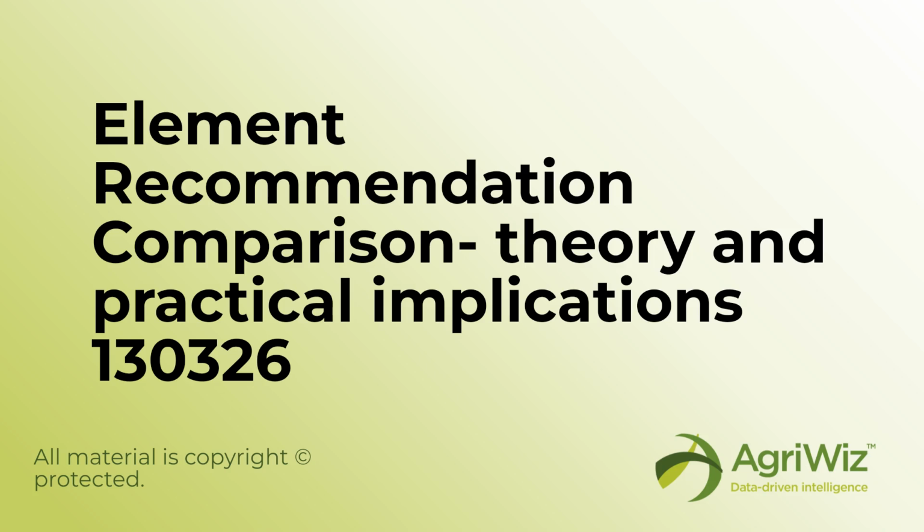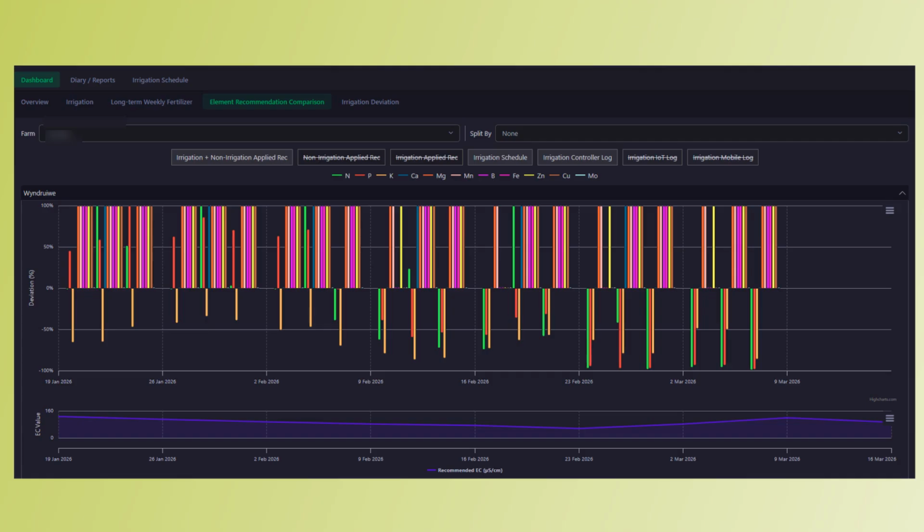This discussion will explain the theory behind the element recommendation comparison graphs, and the practical implications for the farmer. The idea behind this graph is to show the deviation of elements applied using various methods of deduction. The principle is that the zero vertical or y-axis value represents the long-term element recommendation for the week.